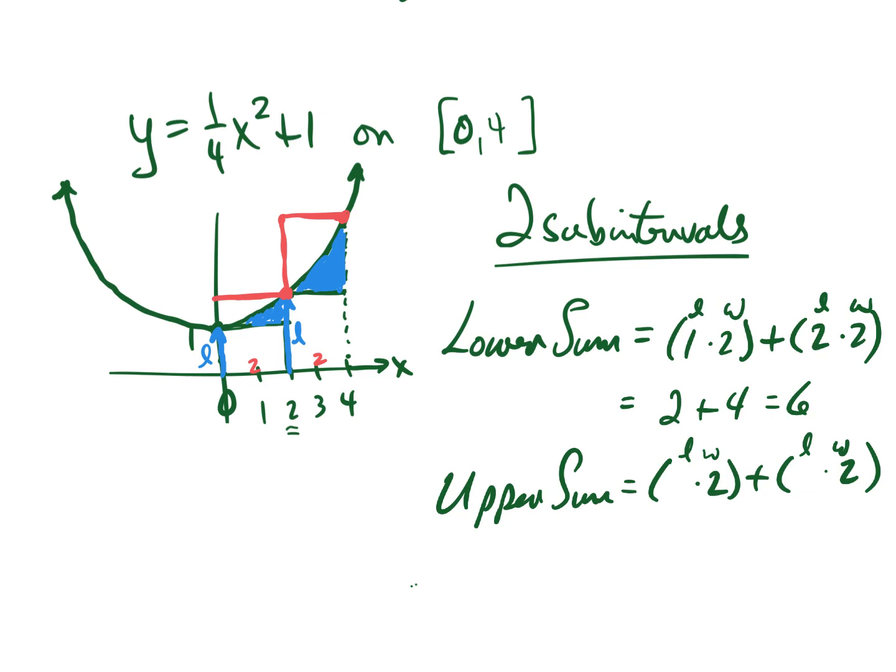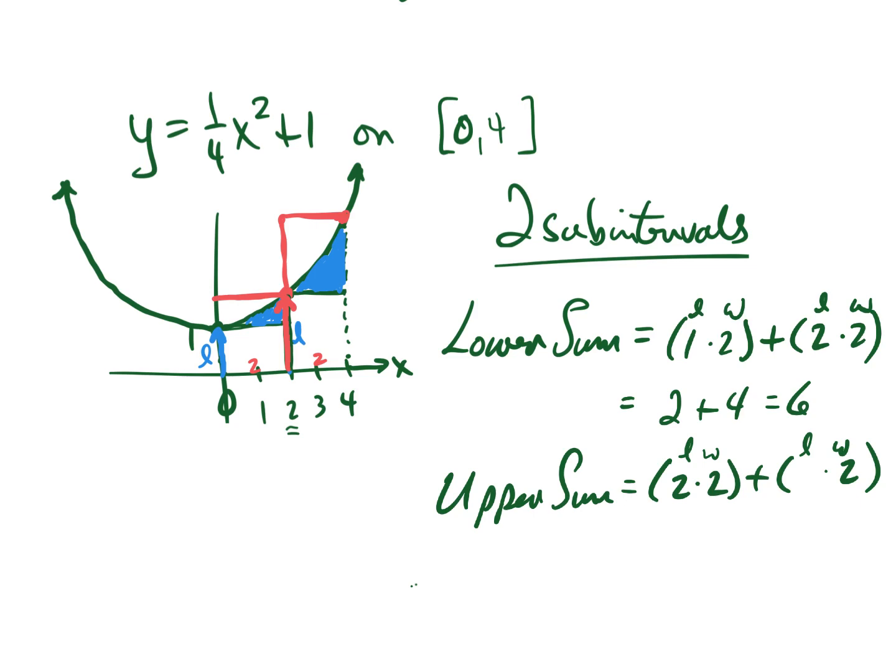Well, the height of the first rectangle now belongs to x equals 2. So let me put that in red. So that belongs to x equals 2. And when we put 2 into the function, 1/4 times 2 squared plus 1 is 2.